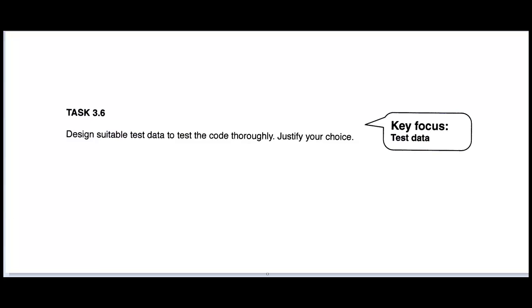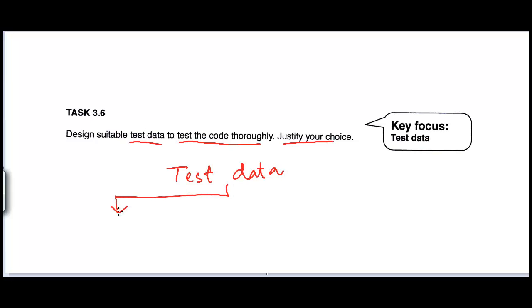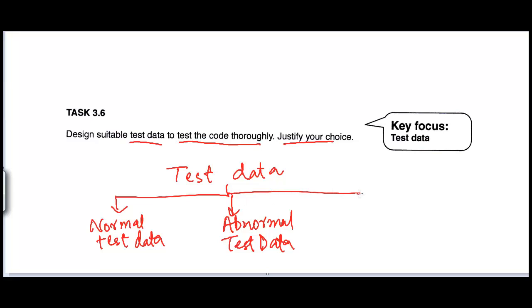Task 3.6 says design suitable test data to test the code thoroughly and justify your choice. What we should know is that test data can be categorized as follows. You can have normal test data, you can have abnormal test data, and you can have boundary test data.